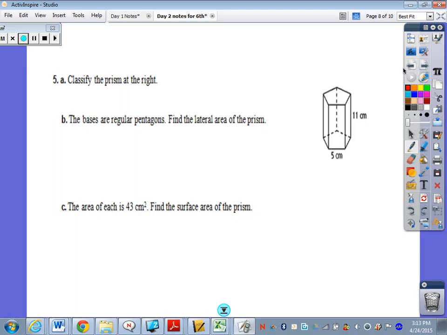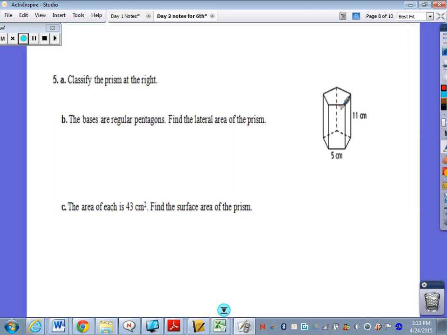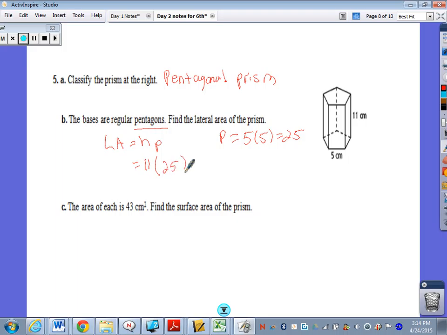So for number 5, we're going to first classify the prism. For this prism, if you look at the base, the parallel sides are here, up and down. It's a pentagon, so this is a pentagonal prism. The bases are regular pentagons. Find the lateral area. So we do HP. Again, the height is 11 because that's the distance between the bases. For perimeter, I'm going to do 5 times 5 because there are 5 sides of 5. And then I'm going to multiply 11 times 25 and get 275.